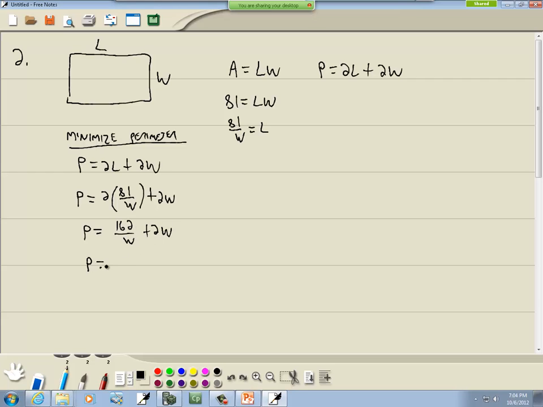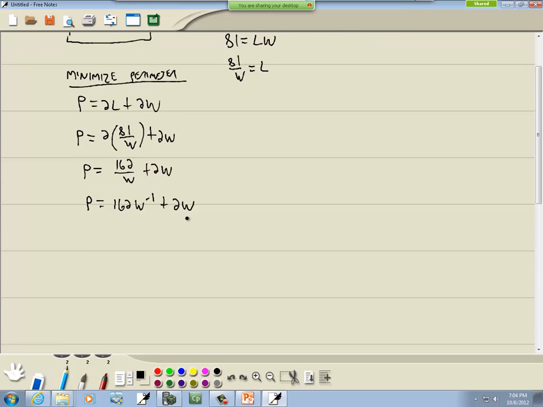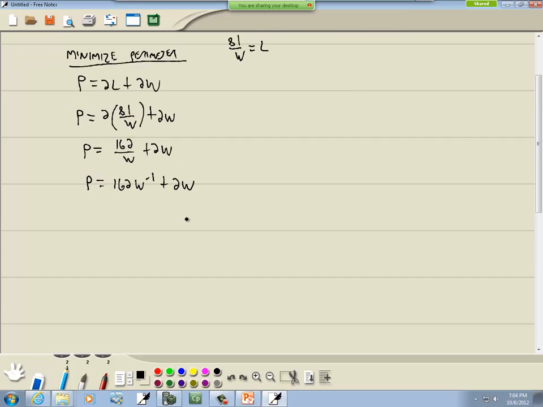And I want to put it in the right form to take the derivative. So this is W to the first power. I'll take it up to the top, and it becomes W to the negative 1 power plus 2W. Okay, so now we can take our derivative. We'll take the derivative of P with respect to W. This one, take your power, put it out in front. So I got 162 times negative 1. And then lower your power by 1. And then 2W just becomes 2.